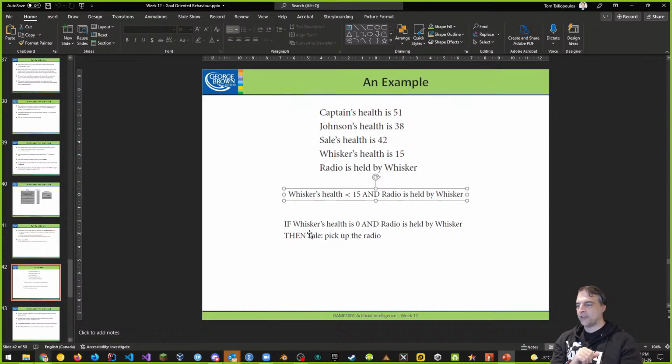How about the other one? If Whisker's health is 0 and the radio is held by Whisker, then Saleh picks up the radio, right? So it's interesting what it can do by looking at a bunch of conditions, a bunch of things in the knowledge database, if you will, to do something. There's nothing to say that you can't combine some of this idea with the things we've talked about already with goal-oriented behavior, right?